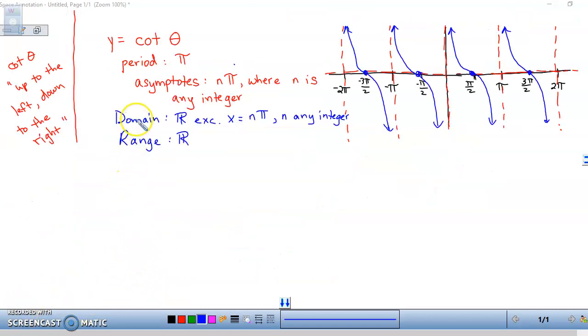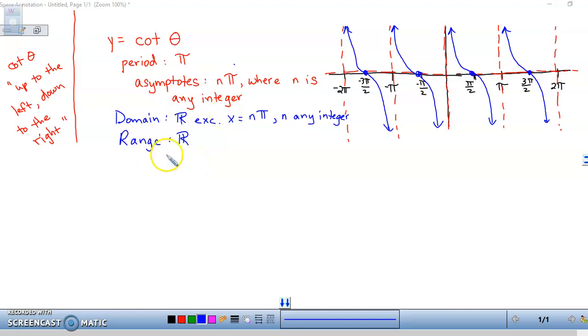Okay, last part of our notes. This is the parent function for cotangent, so y is equal to cotangent of theta. The period is pi, again, because notice that my b number is 1, so pi divided by 1 is pi. The asymptotes are located at n times pi, where n is any integer. So you'll notice our asymptotes located, represented by the red dashed lines. We have them located at 0. We have it at pi, at 2 pi, negative pi, and negative 2 pi as part of our graph.